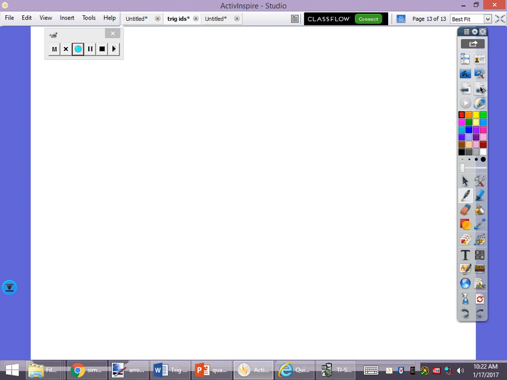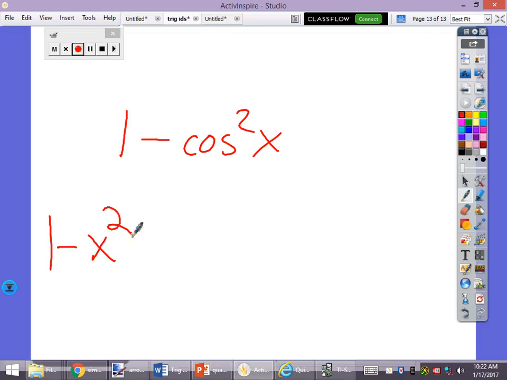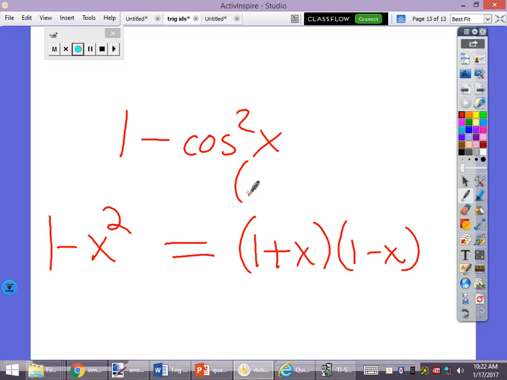Quick review. If I gave you 1 minus cosine squared x and asked you to factor it, think of it as 1 minus x squared. That's the product of differences. So we're going to do 1 plus x, 1 minus x. So in this particular case, it would be 1 plus cosine x times 1 minus cosine x.